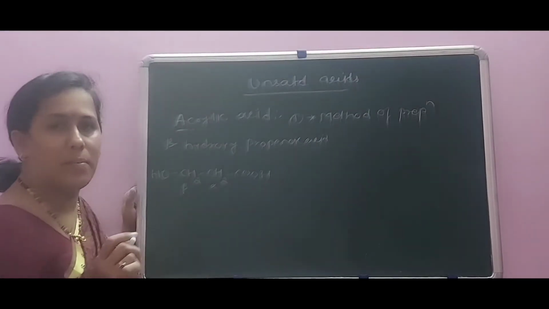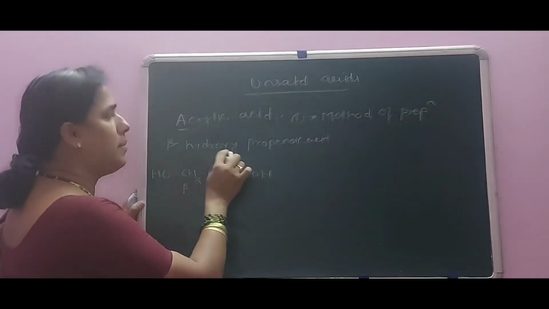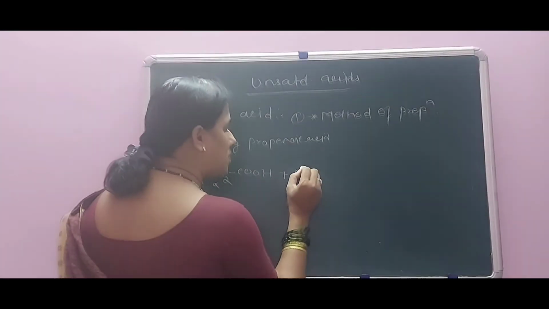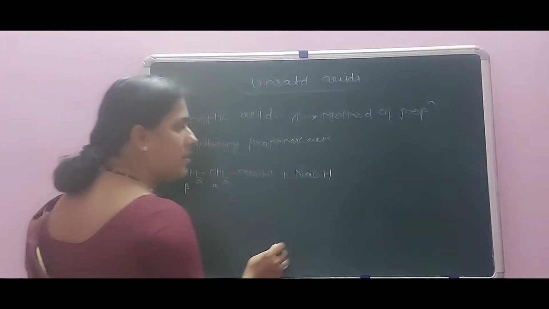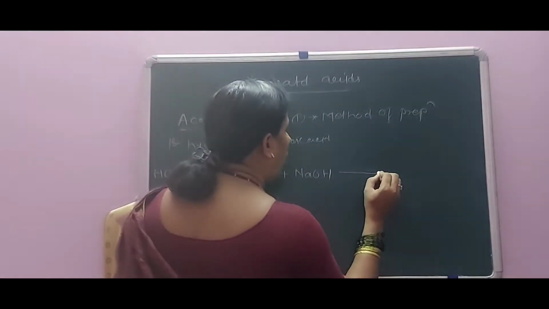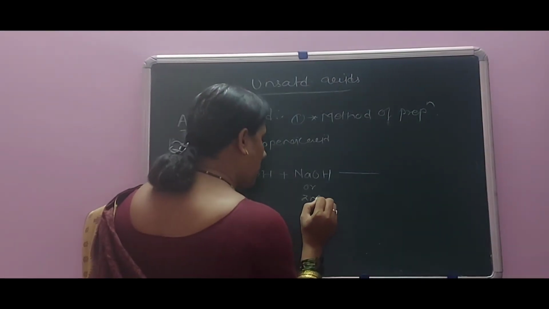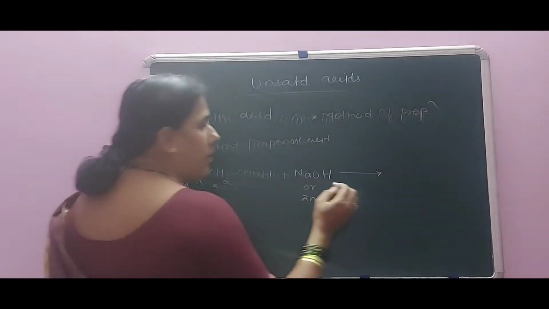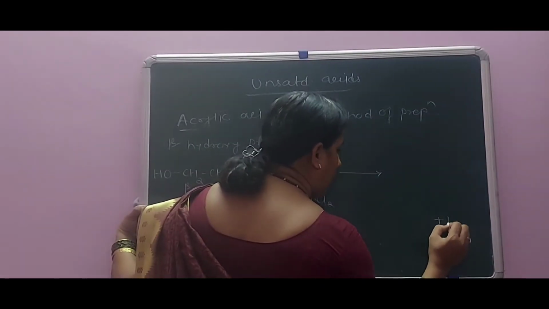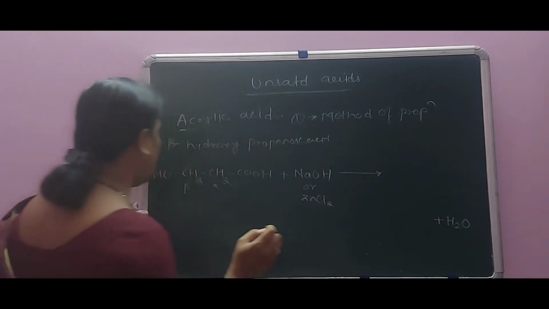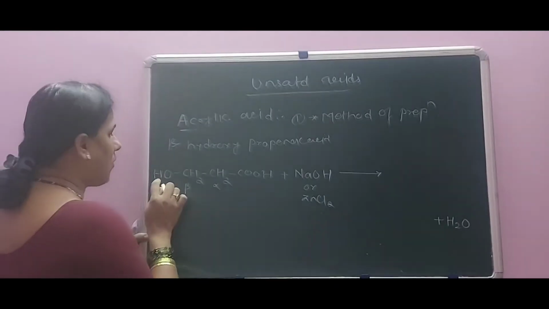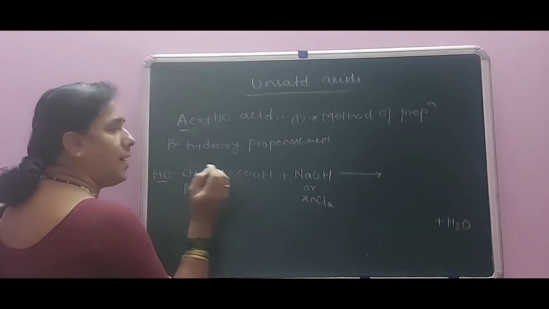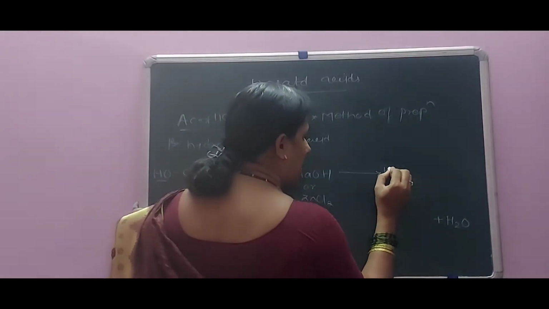The OH group is attached to the beta position, therefore the name is beta hydroxypropanoic acid, which on reaction with caustic soda, that is NaOH, or ZnCl2, undergoes removal of a water molecule. At which point does the water molecule get removed? This is of OH and this is of H. Giving rise to the reaction, what?